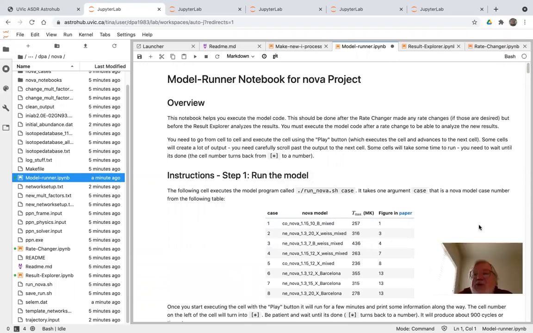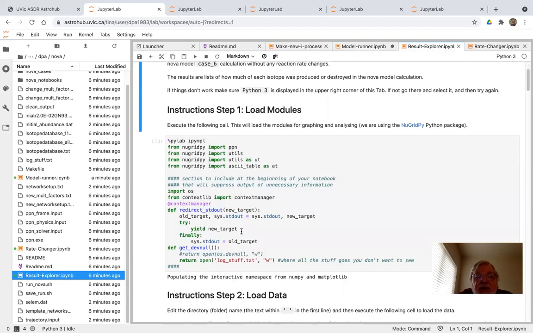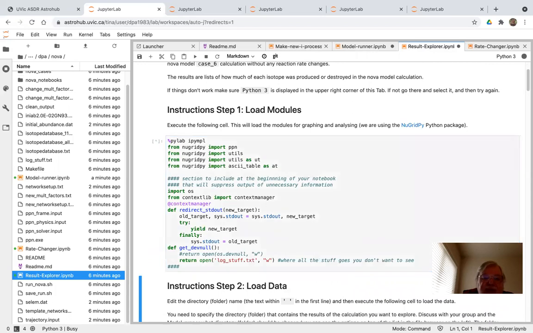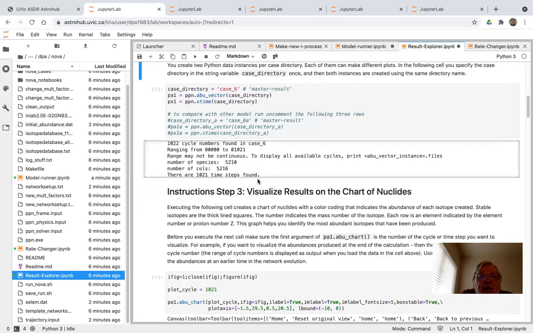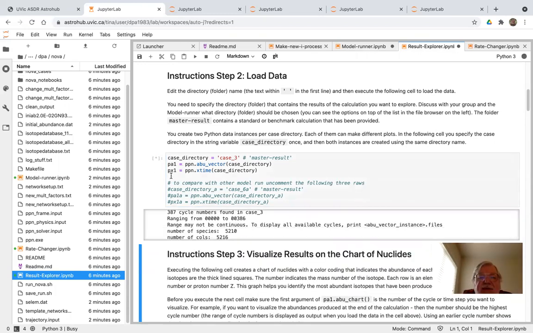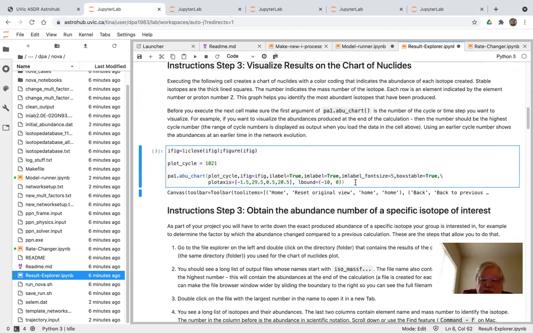a directory. Now let's go to the Result Explorer notebook, which will make some plots. Let me just execute it. You will read these instructions later. Okay, load data. Check that you use the right names for directories. Case 3, right? This is my new name here. It reads the data. Now it can make plots like this.